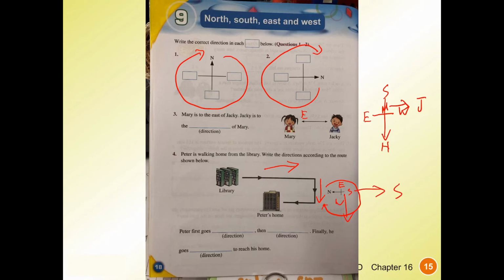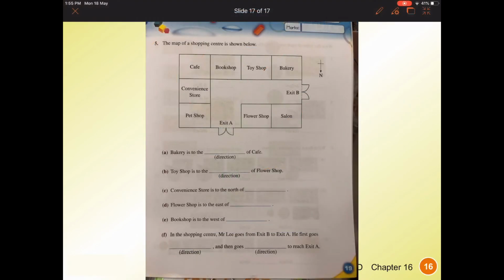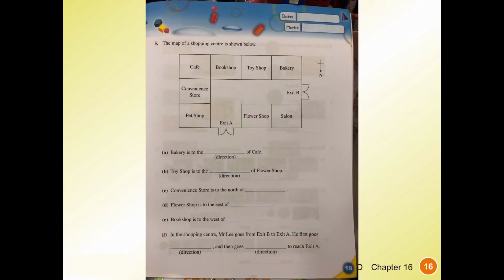And then finally, to reach his home. So here, let us finish the symbol first. If this is north, then once again we go through the clockwise direction. The next one will be east, followed by south, and then west.